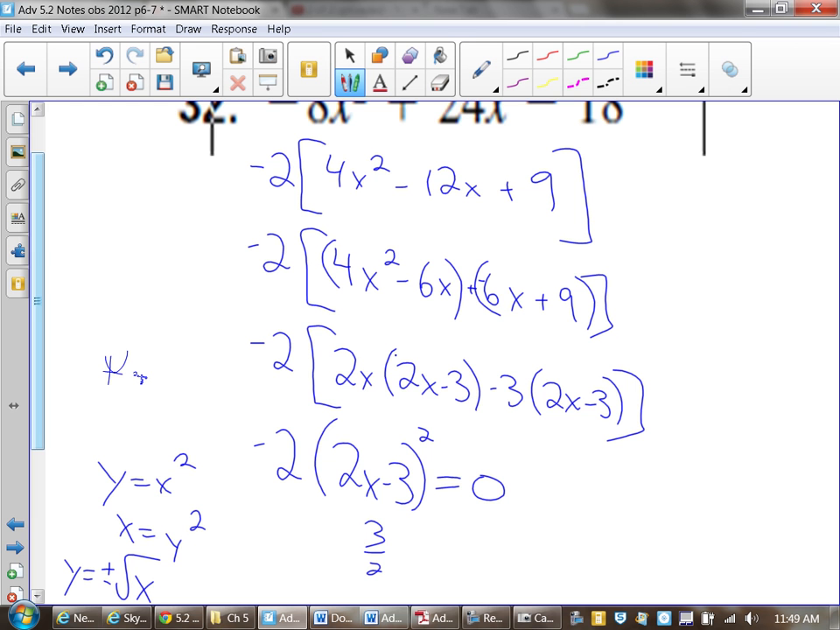If it was 4 and 9, then you'd have 16 and 81 for your answers, and 16 and 81 would be the middle term then.